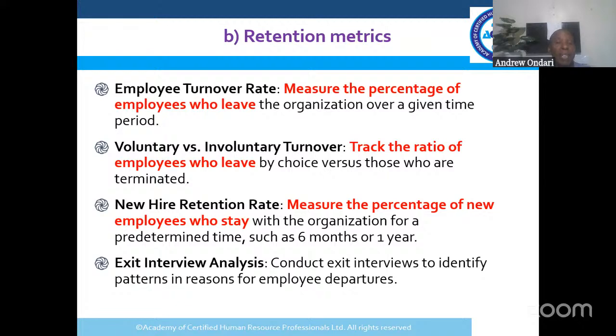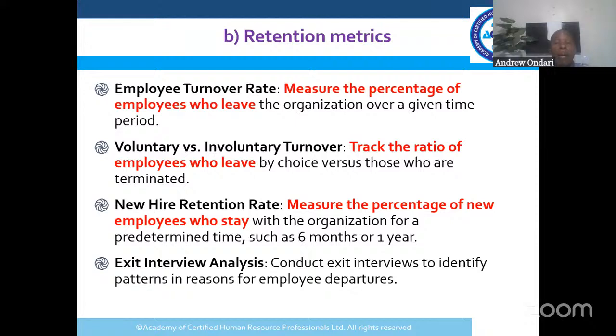The other aspect of retention is the number of people who are remaining, especially the new ones. That is the new hire retention rate. It's expected that when we hire people, they will stay in an organization for a long time. However, if they leave very early, maybe 1 day, 2 days, or 1 year after being hired, that is a bad indication of what is happening in the organization.